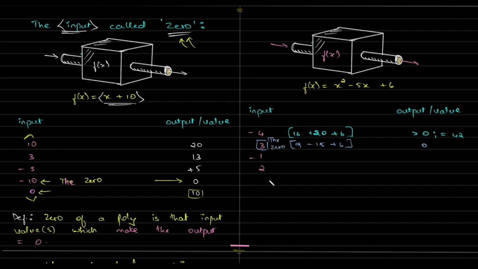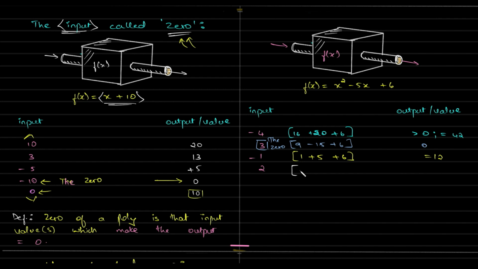Okay, but let's check other values also. Let us see what we get. Then we have minus 1. So minus 1 square is plus 1. Minus 5 into minus 1 is plus 5. Plus 6. And it's a value which is equal to 12. So not a zero.